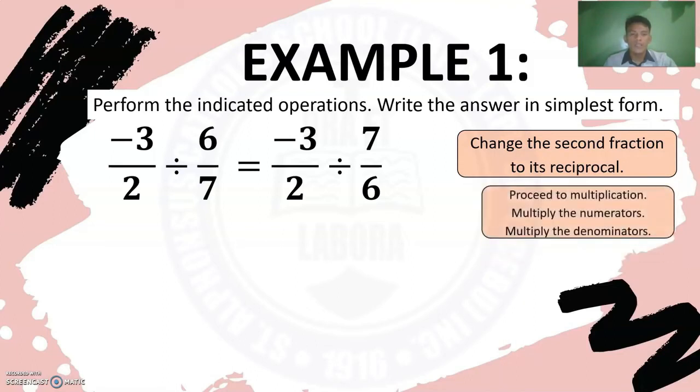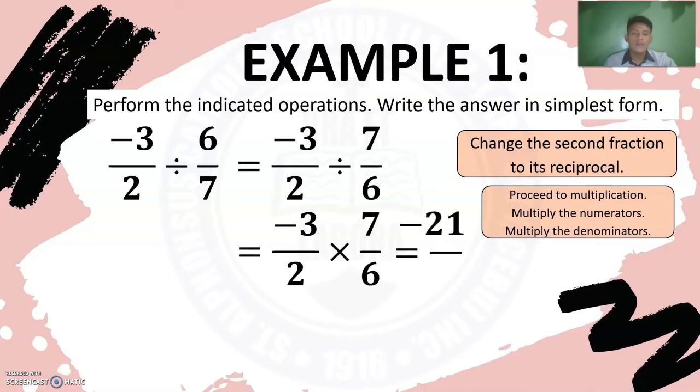Proceed to multiplication. Multiply the numerators and denominators. Negative 3 over 2, from division to multiplication, times 7 over 6. Negative 3 times 7 is negative 21. 2 times 6 is equal to 12.